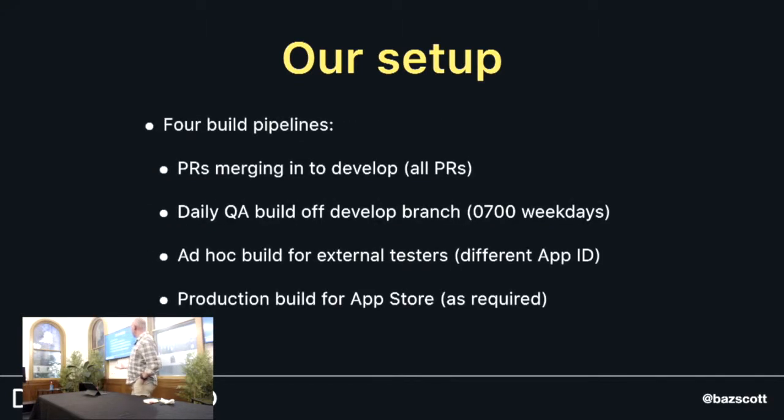We have 4 build pipelines. We have one that runs for every PR that's going to be merged into the develop branch, which is the main branch, which is pretty standard. We run a daily QA build, 7 o'clock every morning. Spits out a build that the QAs can use if they want to. And there's an ad hoc build using a different app ID, which I manually kick off every couple of days, or if a significant piece of work has gone into the code base, then maybe I'll kick that off. The reason I use a different app ID is so that people can install that app and the live app off the App Store side by side and test both at the same time.